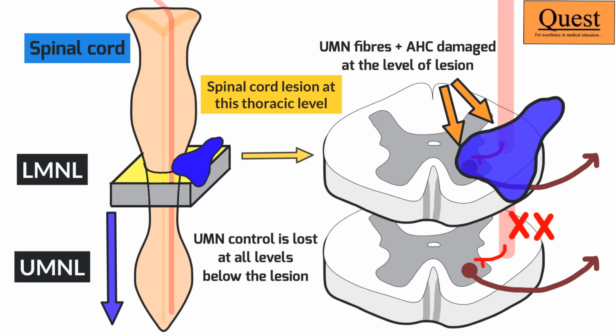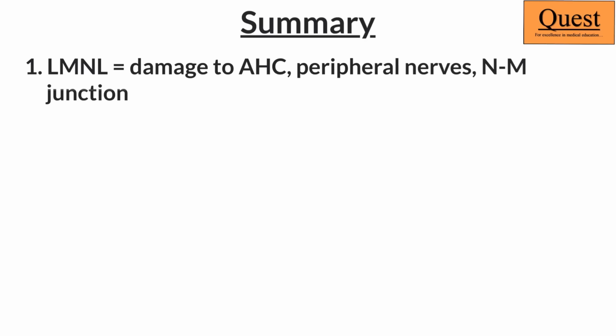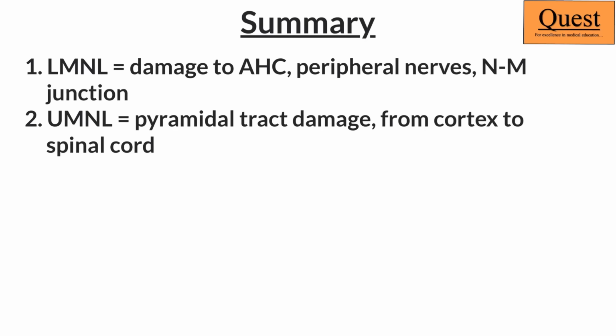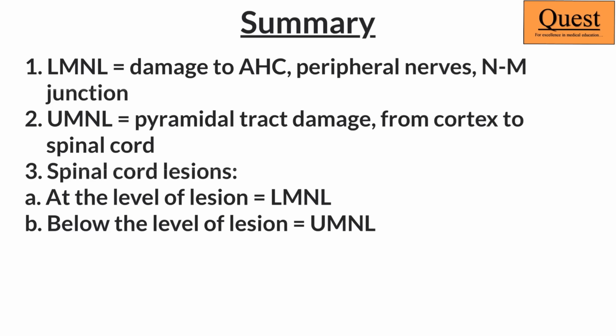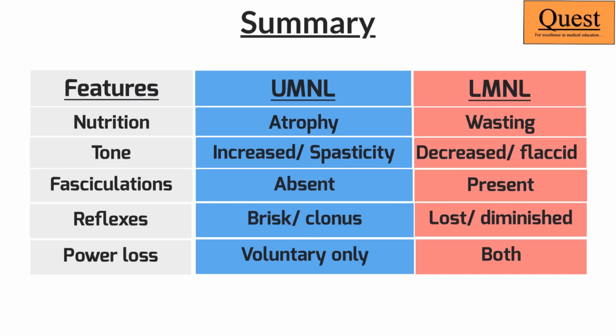To summarize, if the anterior horn cell or the peripheral nerve is damaged, that would lead to lower motor neuron type of features. But any damage from the cortex up to the level of the spinal cord, to the pyramidal tract, would lead to upper motor neuron lesion type of features. At the level of damage in the spinal cord, however, it is always going to be lower motor neuron type of features. I have summarized the differences between upper motor and lower motor neuron lesions in this table.